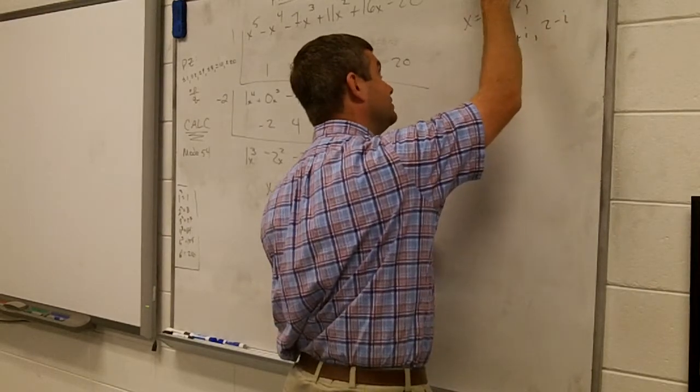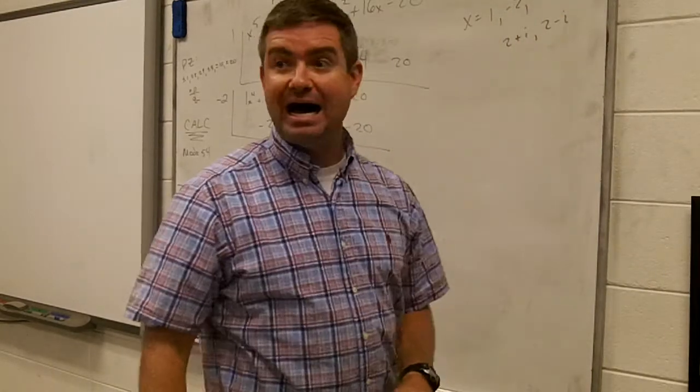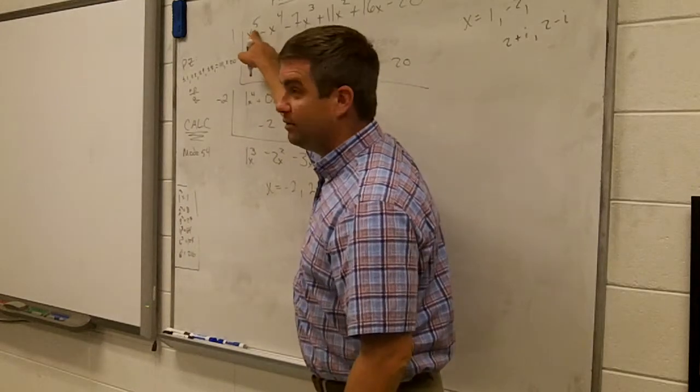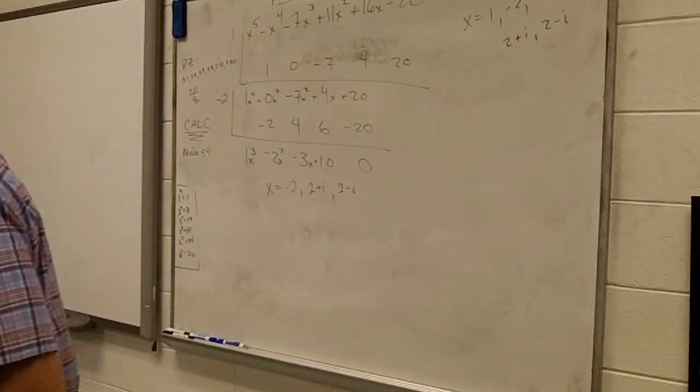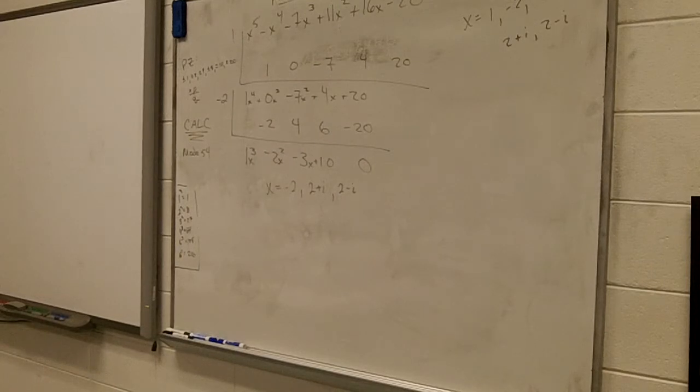So how many roots did we end up with? 5. 5 roots. What was our degree to begin with? 5. And that's an example of what theorem? The fundamental theorem of algebra. Okay, it says that if it has a degree of 5, then you have 5 roots. Questions? Raise your hand. Adam.